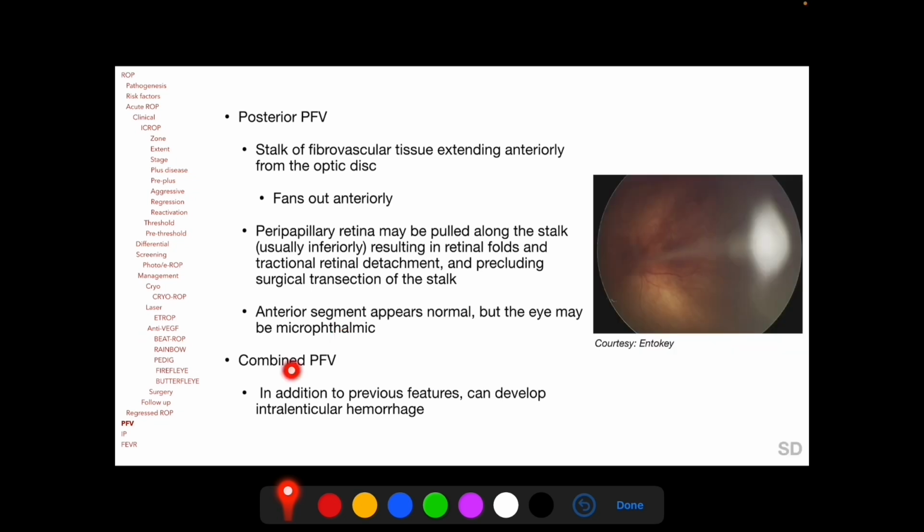In combined PFV, there is both an opaque membrane on the posterior surface of the crystalline lens and a fibrovascular stalk extending from the optic disc to this opaque membrane. And eyes with combined PFV can develop intralenticular hemorrhage from residual blood vessels within this stalk.